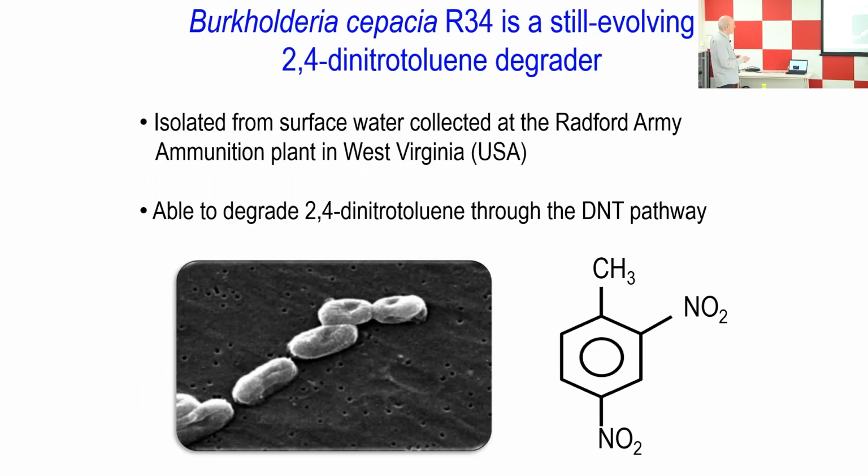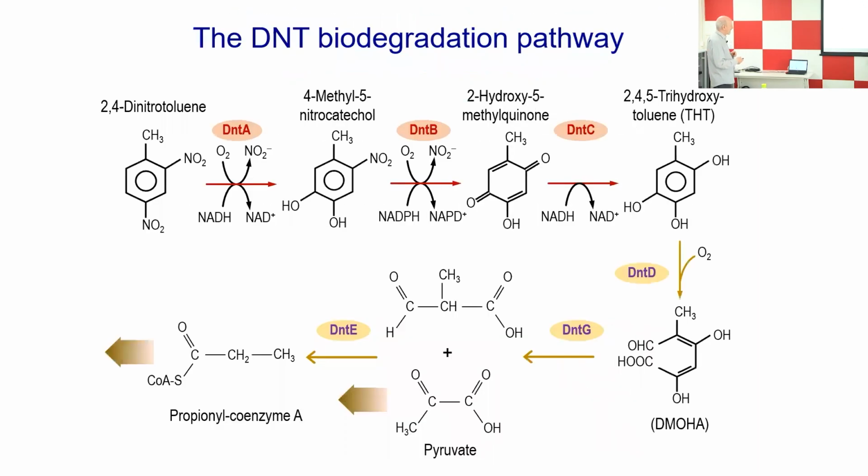So this bacterium was isolated in the US, and when you look at the genes that are involved in this partial or incomplete biodegradation, you find that it can degrade the compound a bit, but not a lot. So you can consider that this bacterium is on the way to optimizing a pathway for degradation of this compound, but the pathway is not yet there.